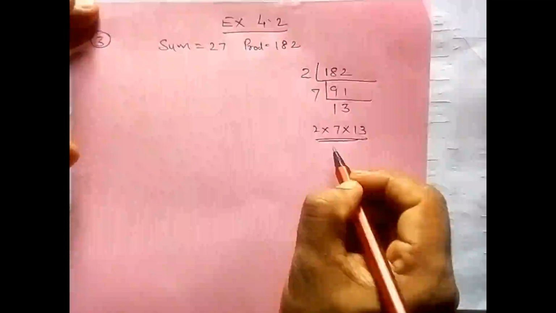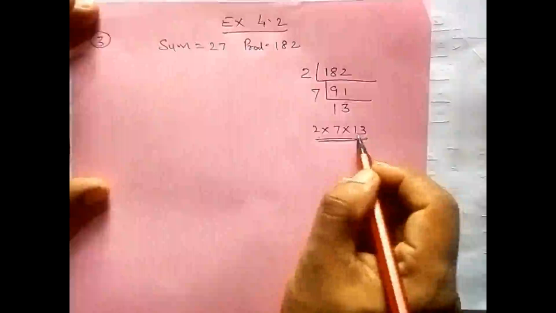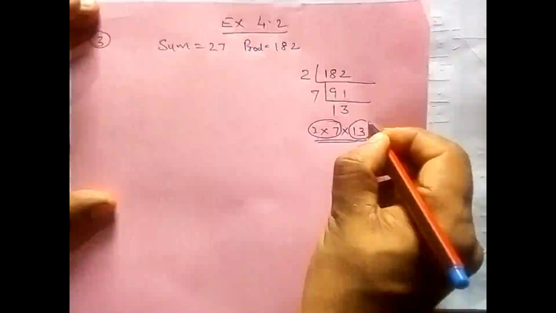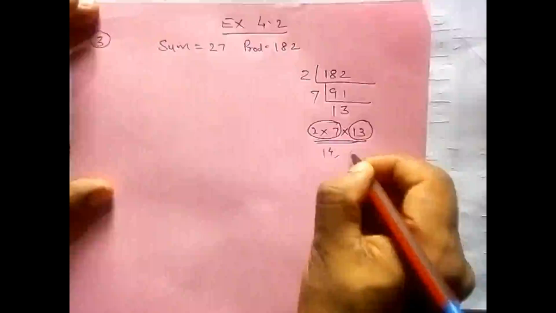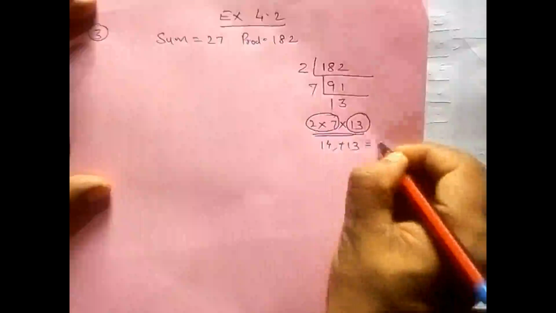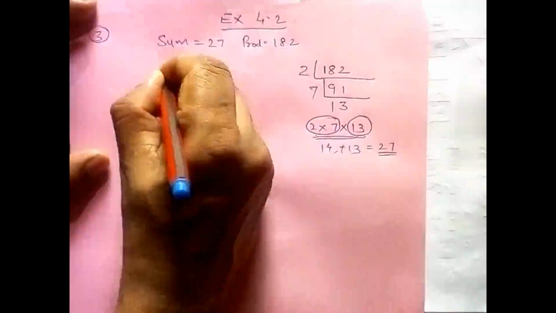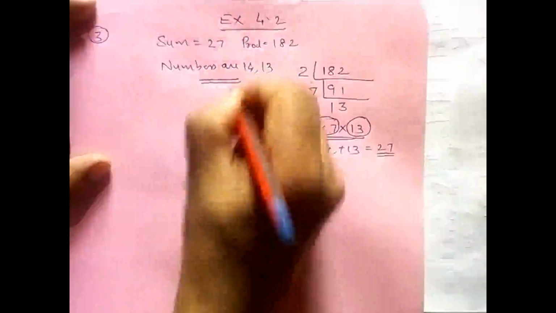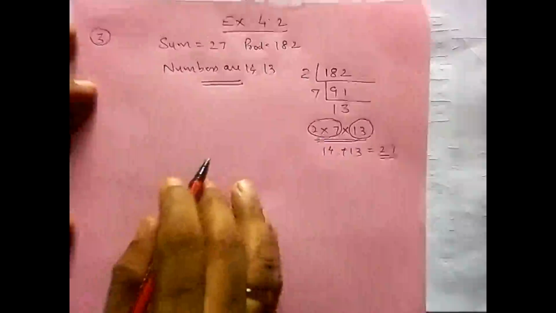Now we have to divide these factors in such a way that their sum is equal to 27. Suppose I take two of these as one number and the third one as the other number. I will get 14 and 13, so that the sum is equal to 27. So the problem is solved. So what are the numbers? The numbers are 14 and 13. Okay, that was a rather simple question.